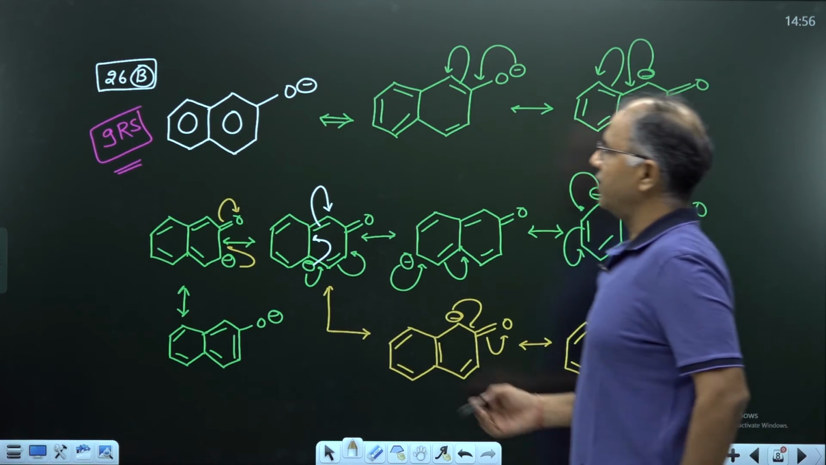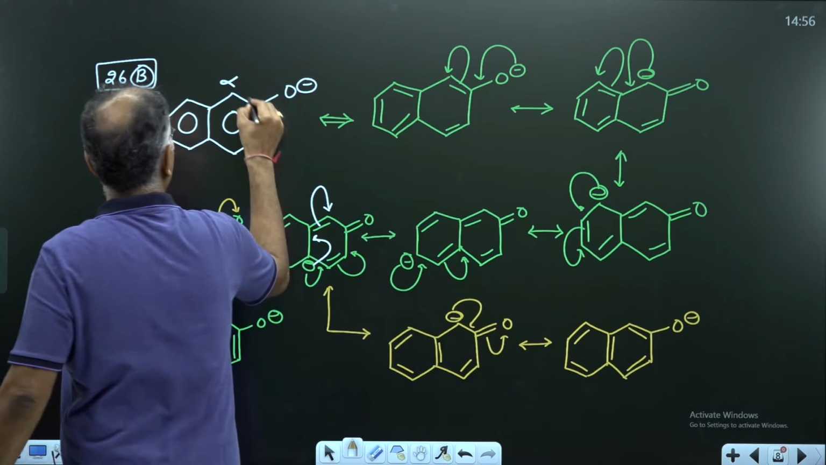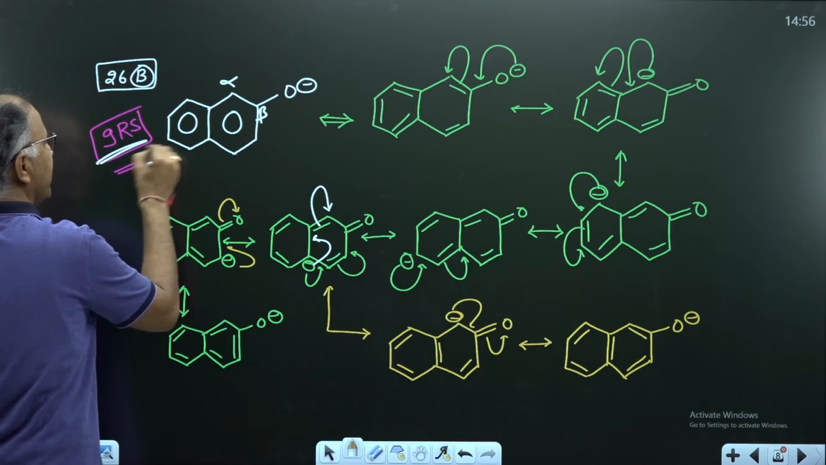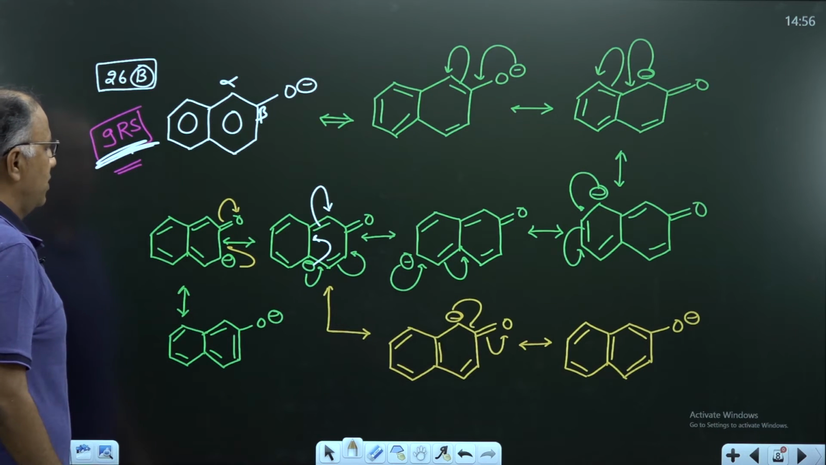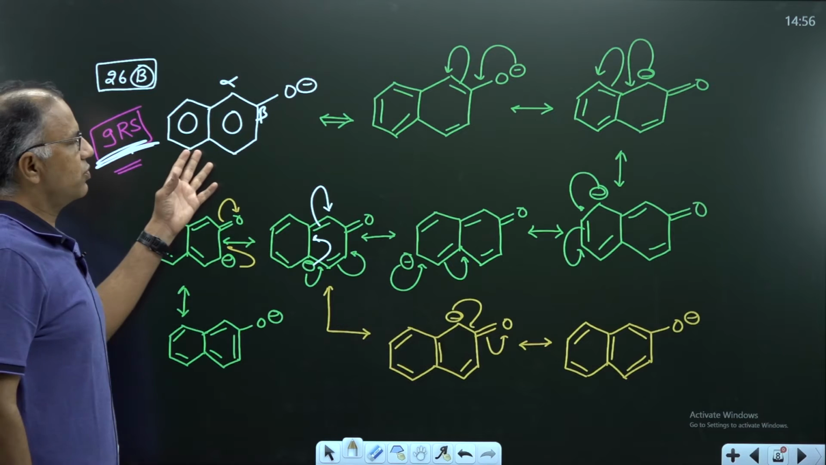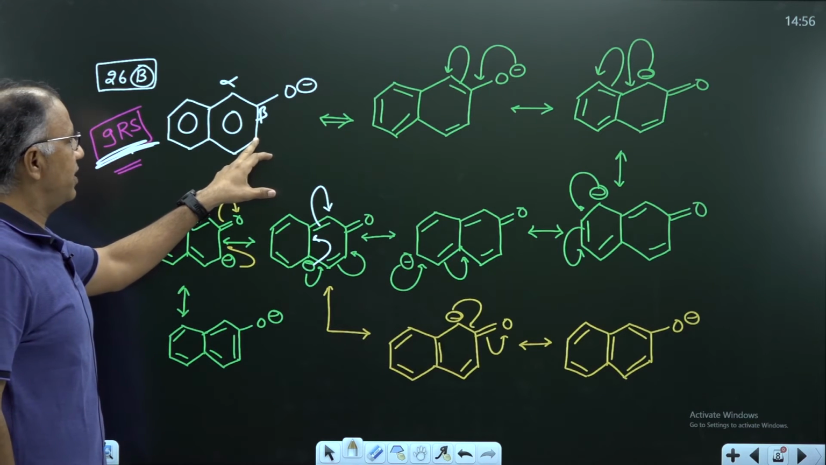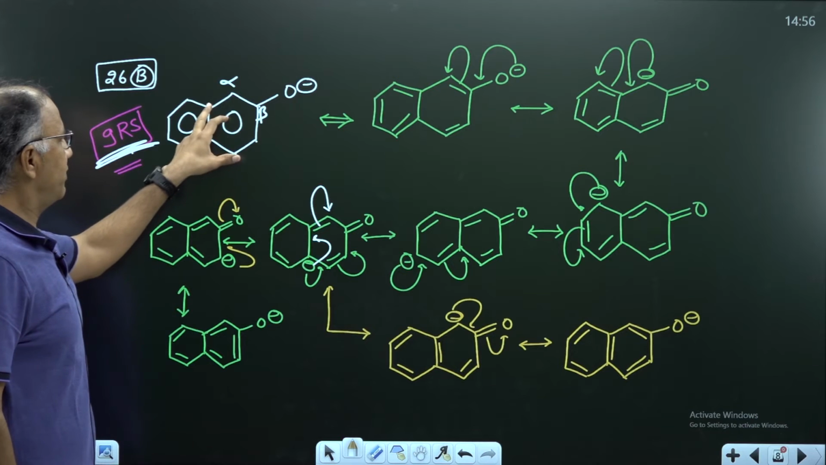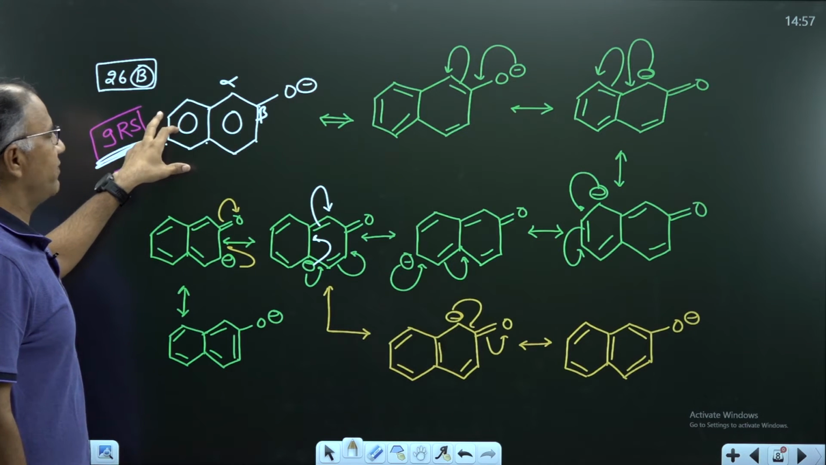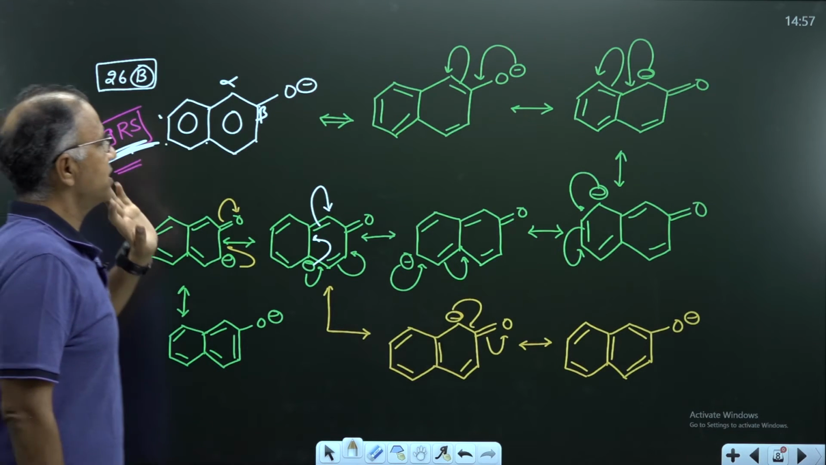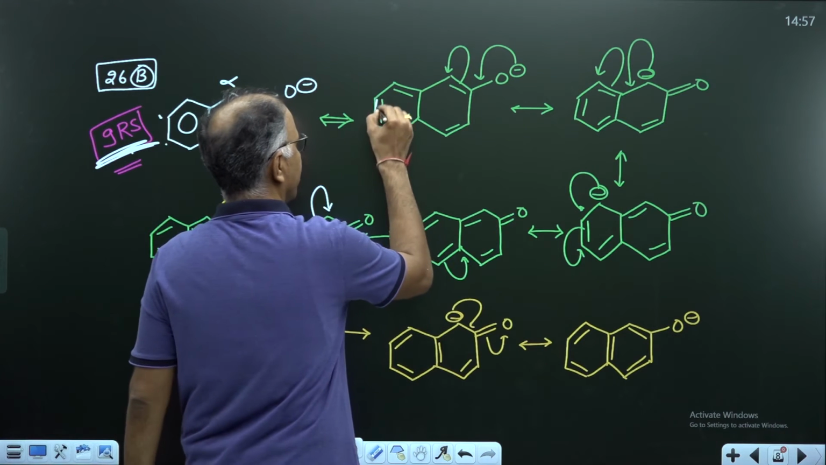Now, if the negative charge is at the beta position of naphthalene, then there will be 9 resonating structures. Again, we can solve this question in 3 different ways. You can start in 3 different ways: with the pi bond in between these 2 carbons, in between these 2 carbons, or in between these 2 carbons.